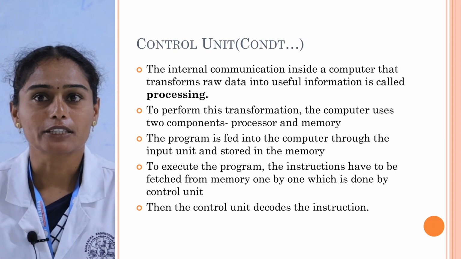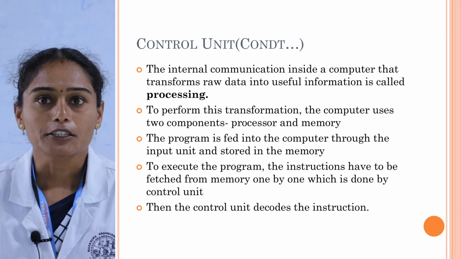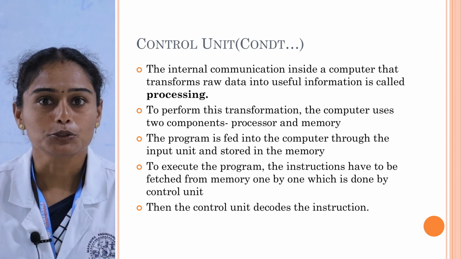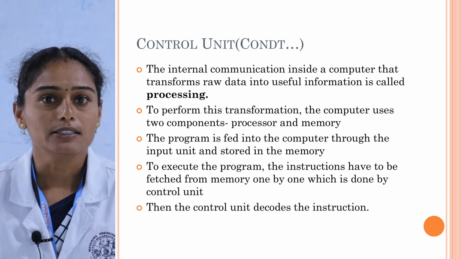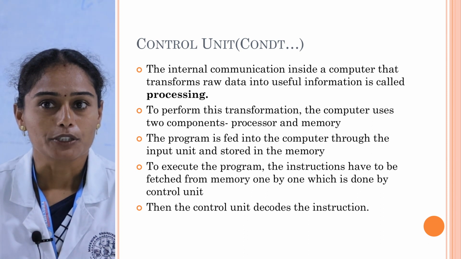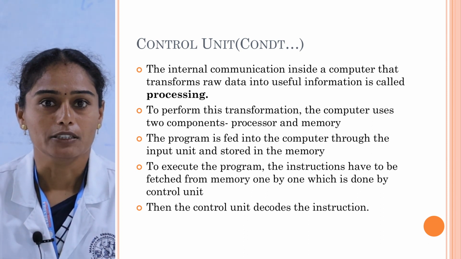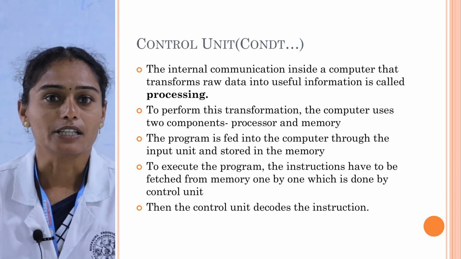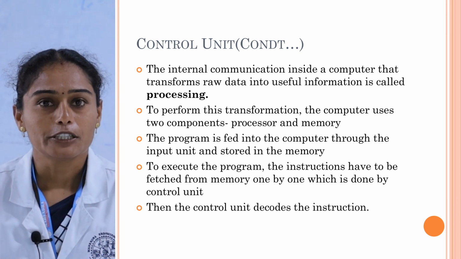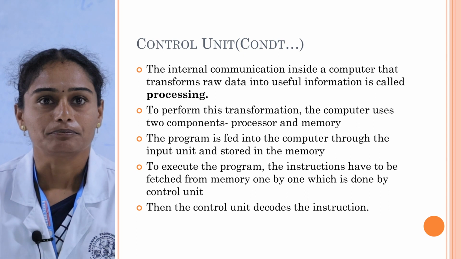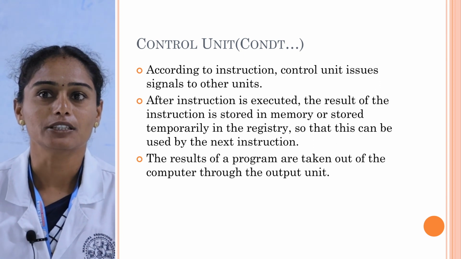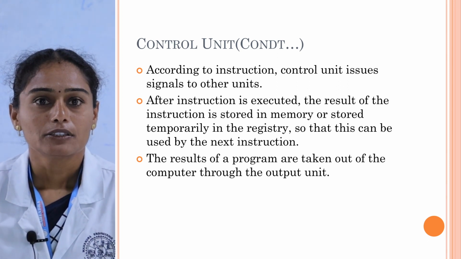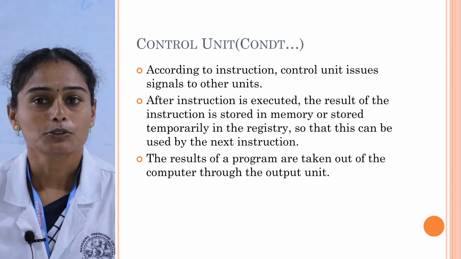Next, the internal communication inside a computer that transforms raw data into useful information is called processing. To perform this transformation, the computer uses 2 components, the processor and the memory. The program is fed into the computer through the input unit and stored in the memory. To execute the program, the instructions have to be fetched from memory one by one, which is done by the control unit. Then the control unit decodes the instructions. After the instruction is executed, the result is stored in the memory or stored temporarily in the register. The results of the program are taken out of the computer through the output unit.